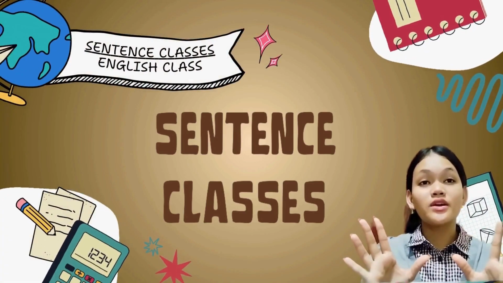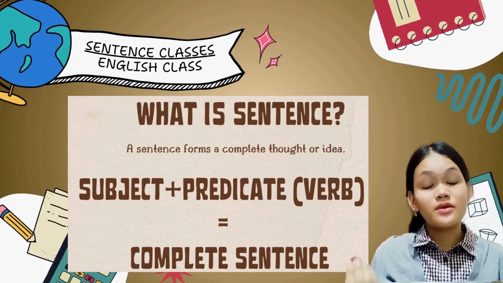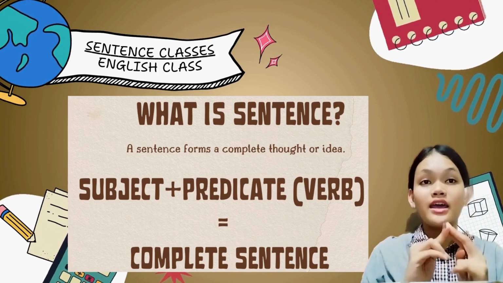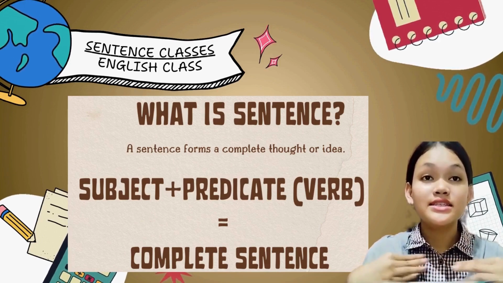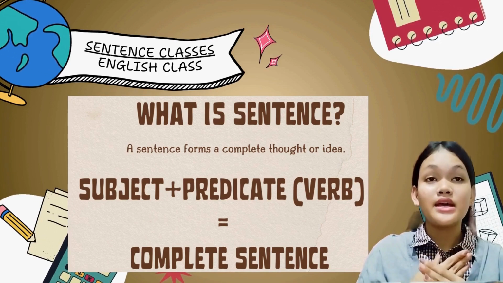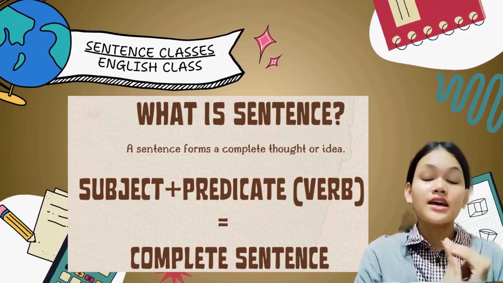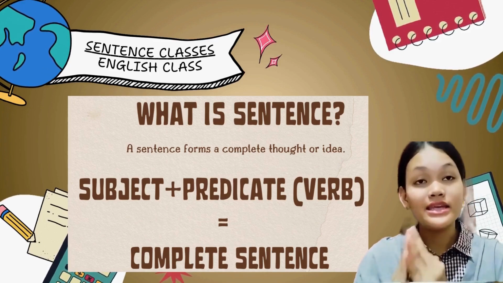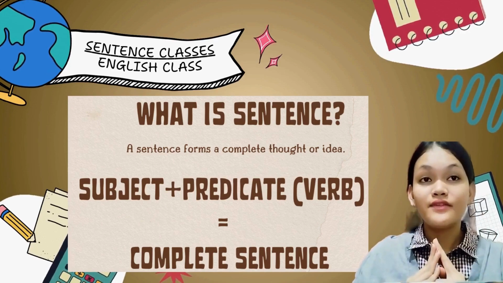Everyone, so today we are going to learn about sentence classes. Before that, we have to know what a sentence is. A sentence forms a complete thought or idea. It consists of a subject and a predicate or a verb. If I just say "I," it is not a complete sentence because I don't know what I'm doing. But if I say "I eat," it is a complete sentence because it forms a complete thought or idea, because "I" is the subject and "eat" is the verb.